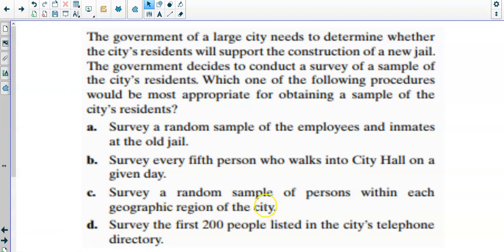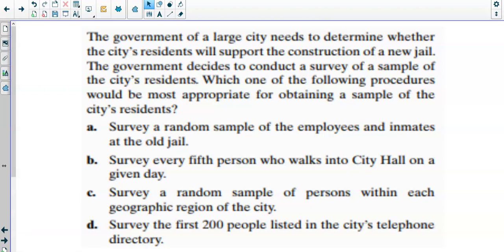Survey a random sample of persons within each geographic region of the city. So think of geographic region as each zip code in the city. So if I sample people from each zip code, does that represent the city as best as I can?